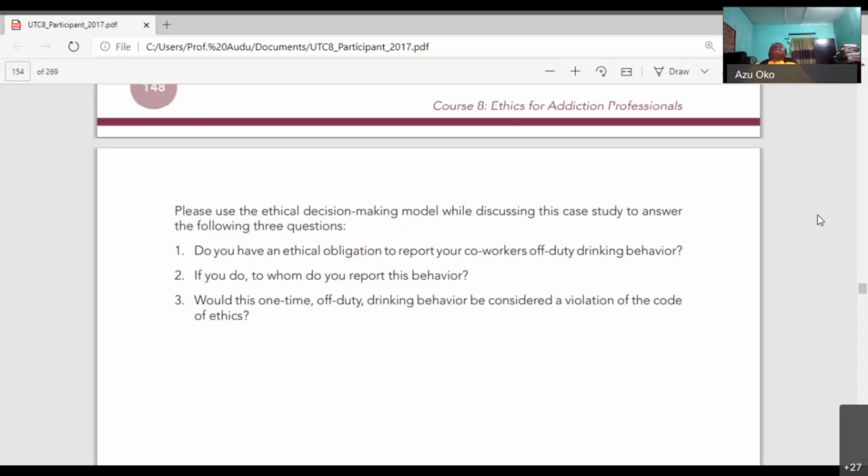Hello, sir. My opinion isn't contrary. Go ahead. All right, I was saying my opinion isn't contrary. This one-time off-duty behavior is actually a violation of the code of ethics. I come from a medical background. For us, medical ethics is like an epidemic. You only need one to consider it a violation. The one-off is enough.